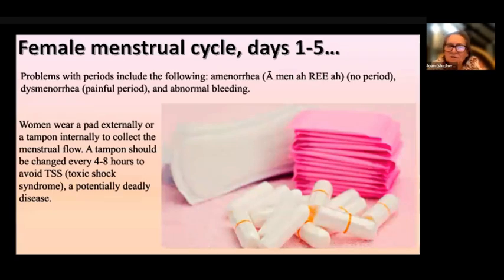Any comments or thoughts about menstruation and how it's responded to in Juba or other communities, besides what we've just said earlier?